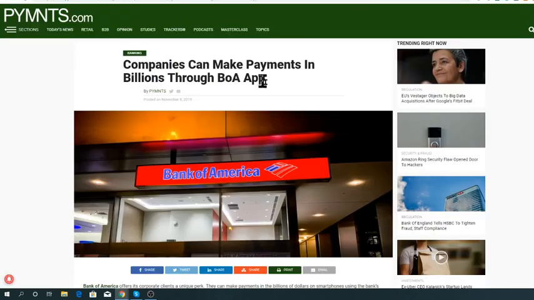Now for this one, companies can make payments in billions through Bank of America applications. The payments industry is being disrupted by the fintechs, and now the banks have to catch up. Either they have to partner with some kind of fintech or they are going to get crucified.